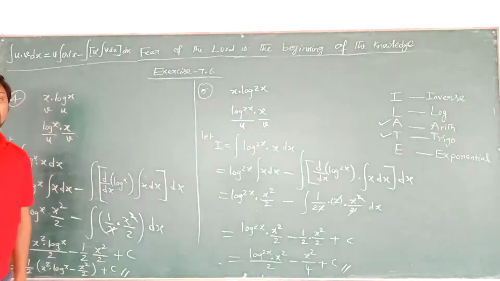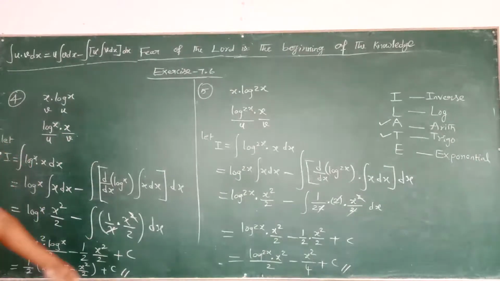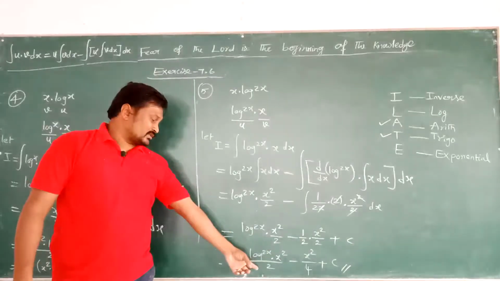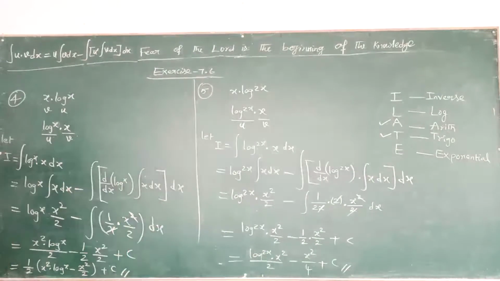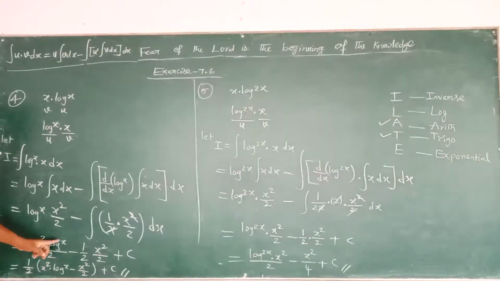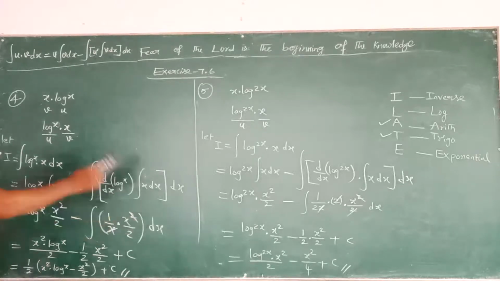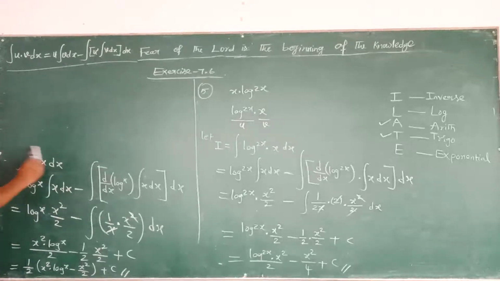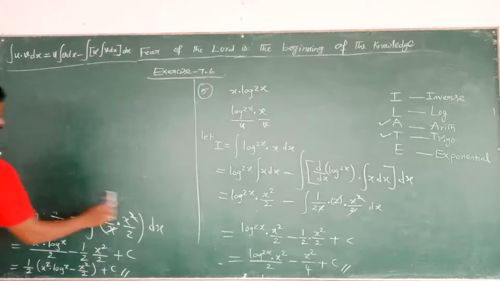I hope you understood this. Any doubt? Ask me now itself. So what is our final answer here? It is log 2x into x square upon 2 minus x square upon 4 plus c. In the same manner, instead of log x, there you got log 2x. So that is the fifth problem. I hope you all understood. Can I rub out the fourth now? If you understood this fourth one, I'll rub this out. Here I'm going to write our sixth problem.